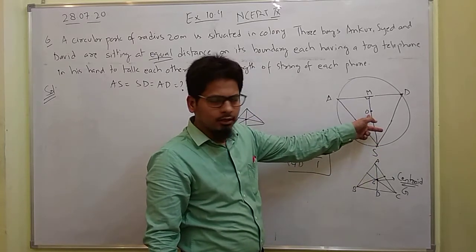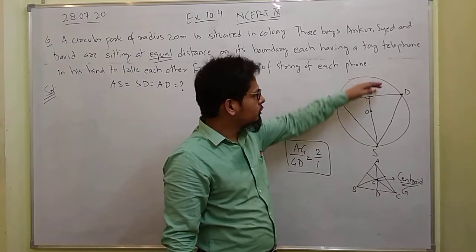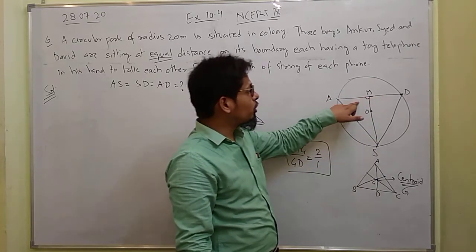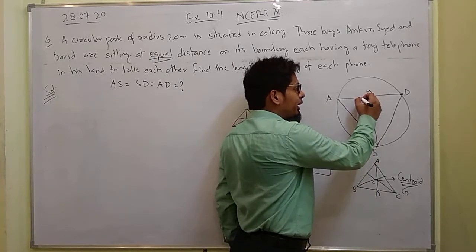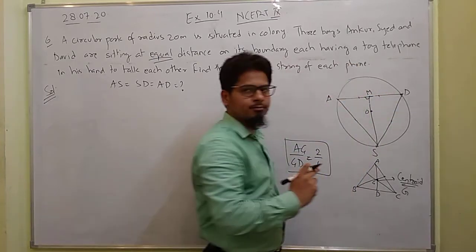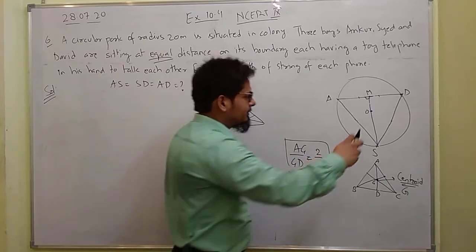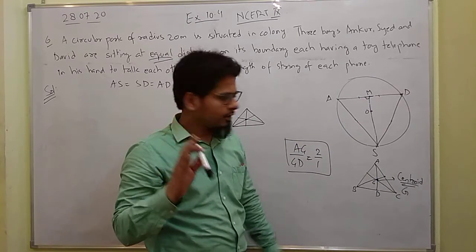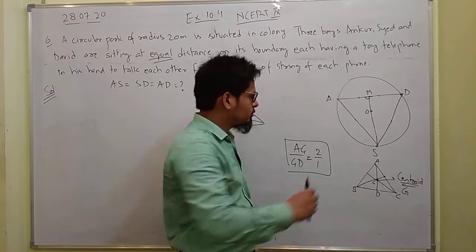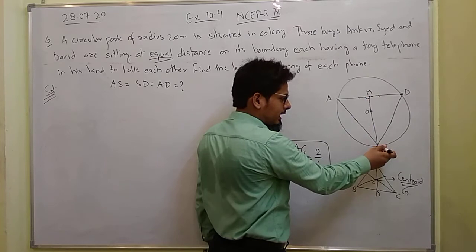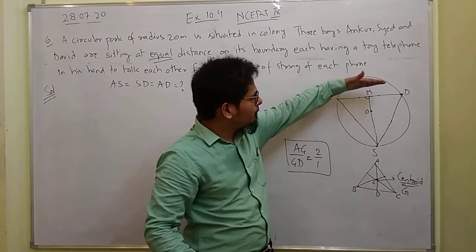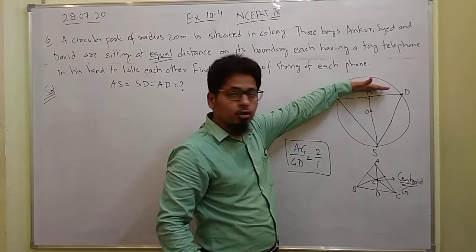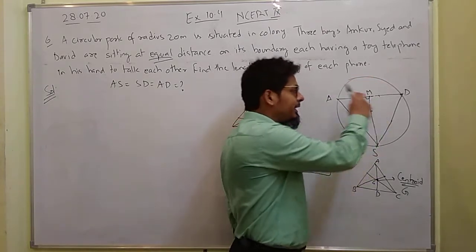So if this is the line passing through the center and perpendicular to this chord, this line will bisect this chord. So M is the midpoint of AD. So now we can say this SM line is the median, is it or not? If the line drawn from the vertex to the opposite side bisects the chord, this line is called the median.